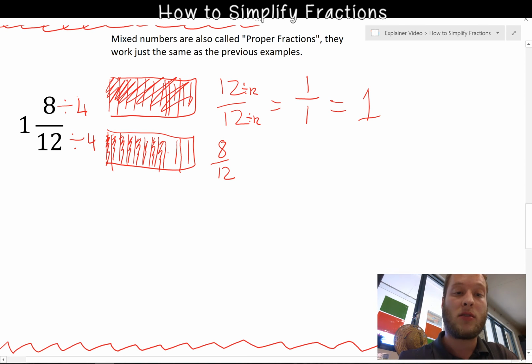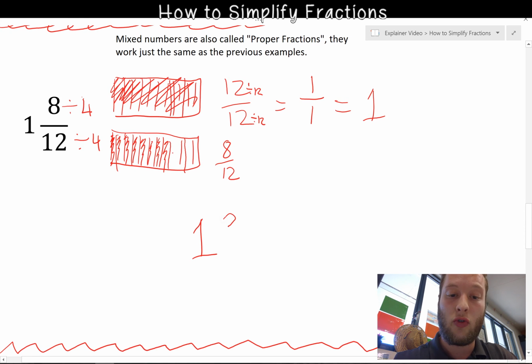So 8 divided by 4 is 2. Yeah, so here's my full answer. So I've got one whole thing, so I don't need to simplify my 1. So we've got 8 divided by 4 is 2, and then I've got 12 divided by 4 is 3. So my answer is 2 over 3. So 1 and 2/3 is the same as 1 and 8/12.